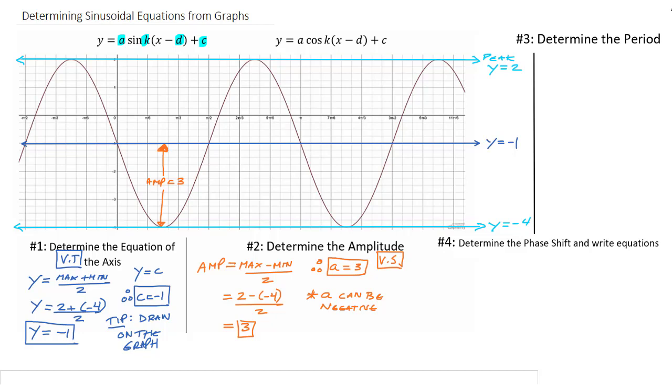Okay, so finding the period, to do that, what we're doing is, if you remember, what is the period? We need to find the length.